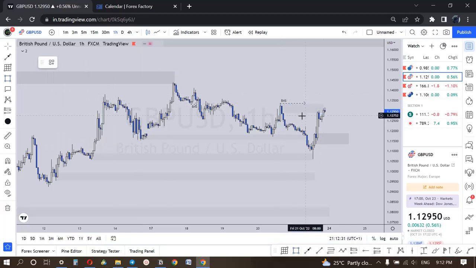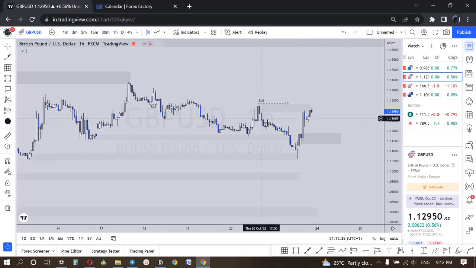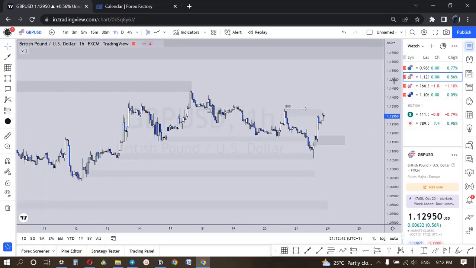I'm really anticipating to see that supply zone being taken out as well, irrespective of the Euro USD. Remember, those two pairs correlate. If the Euro USD should buy, then the GBP USD should also buy, right? So I'm anticipating to see that clean break of structure tomorrow, and can wait for a pullback and take advantage of the price action.